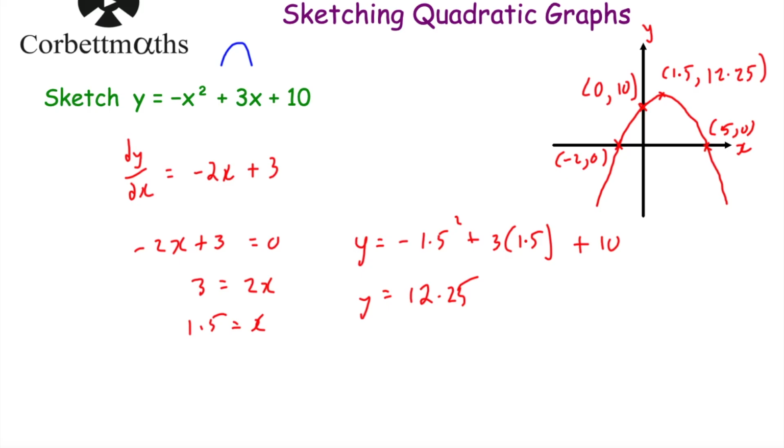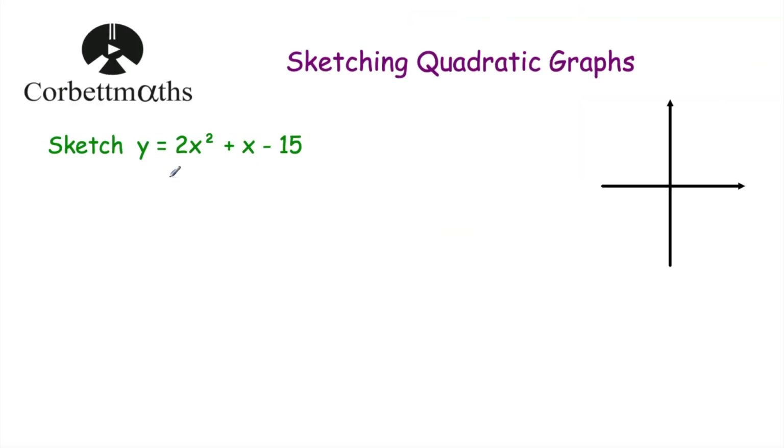Okay, let's look at our next question. So next question, we've been asked to sketch y equals 2x squared plus x minus 15. So we want to sketch this quadratic, so let's go through our steps again. So step 1, let's find its shape, or consider its shape. It's 2x squared, so that's a positive coefficient for x squared. 2 is positive, so it's going to be a U-shaped parabola, so it's a U-shape.